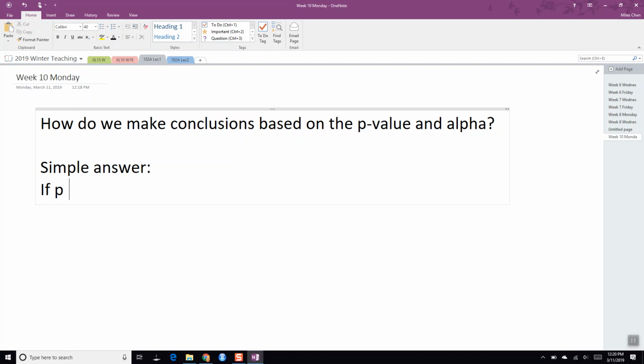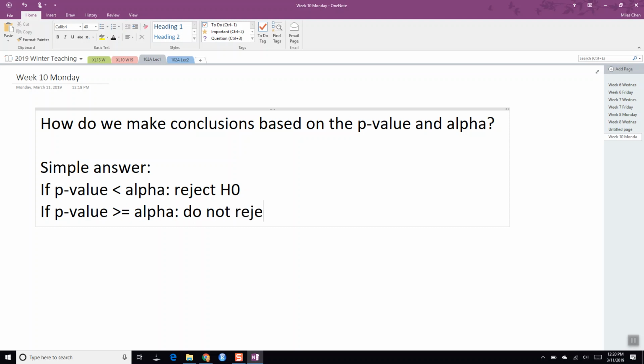So the simple answer is if the p-value is less than alpha, reject the null hypothesis. If the p-value is greater than or equal to alpha, do not reject the null. Do we want a more complicated answer? Okay. All right.